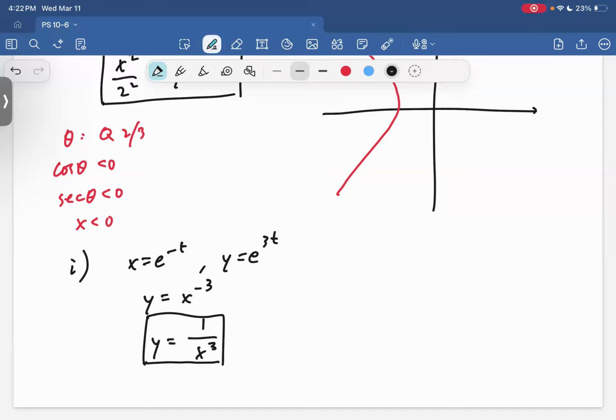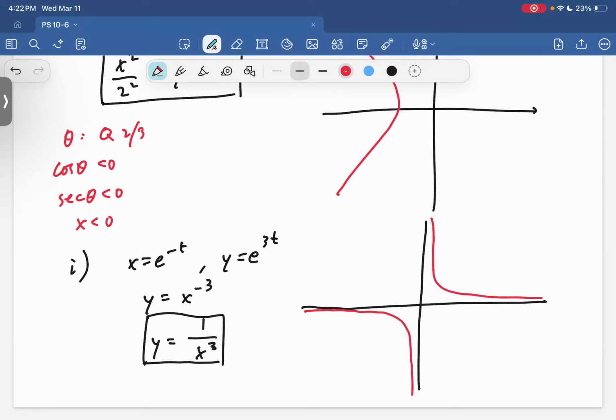Now, how is this graphed? You pretty much just have to know how it's graphed. The graph of this function looks like this. It's very similar to 1 over x.